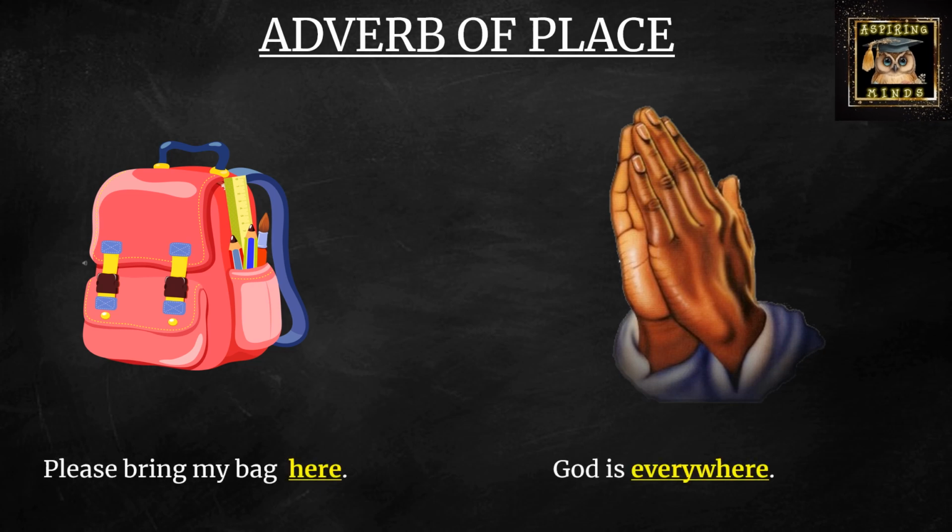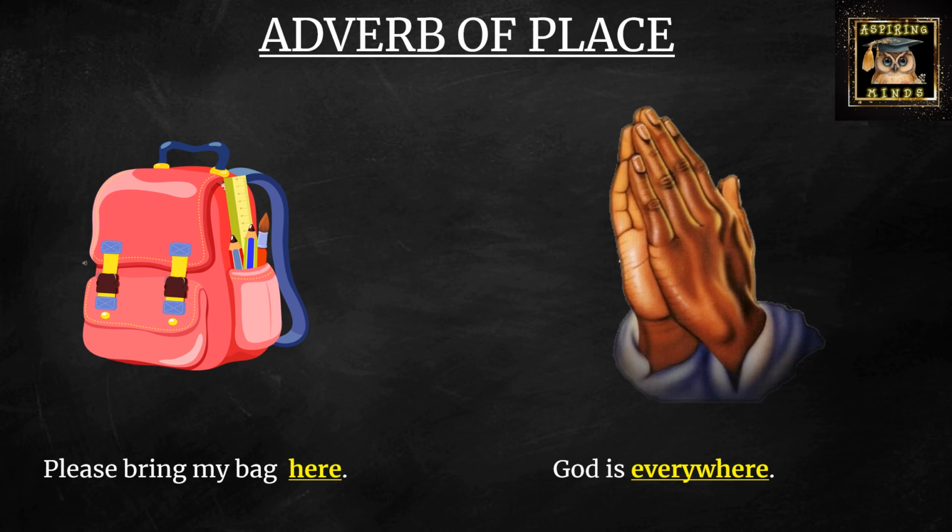Just 2 more examples. Please bring me my bag here. You must have ordered your friend at some time in the school. You must be sitting after your tiffin time and you're waiting to go and get your bag, and you want to show an interesting thing that you've done in your diary. So you tell your friend, please bring me my bag here. So the word here tells you that it is adverb of place.